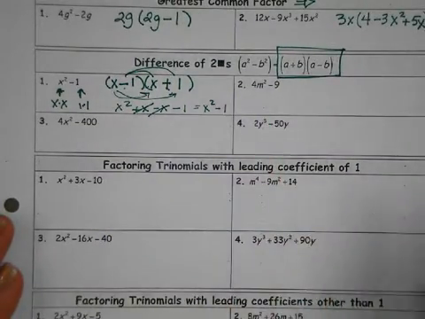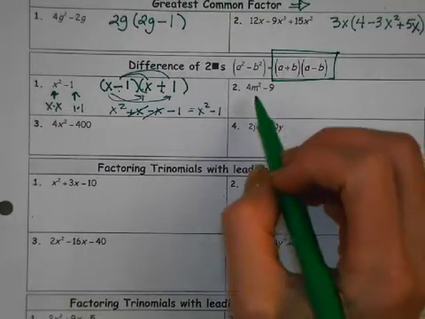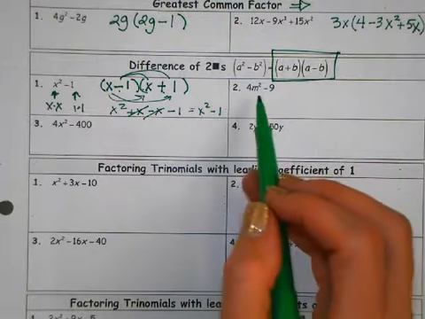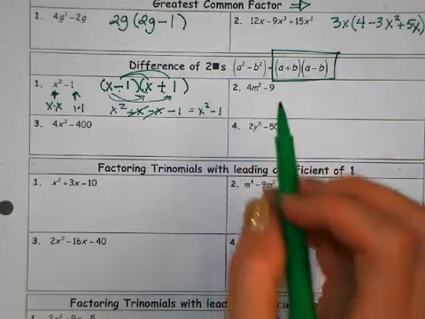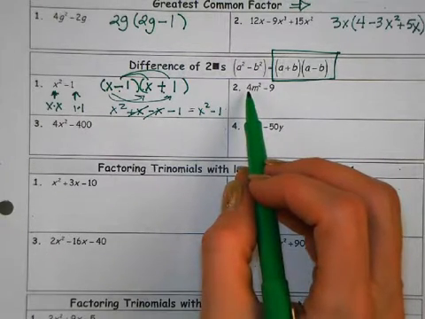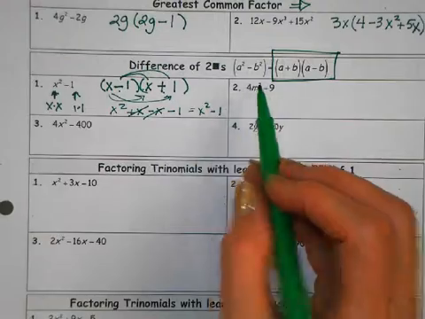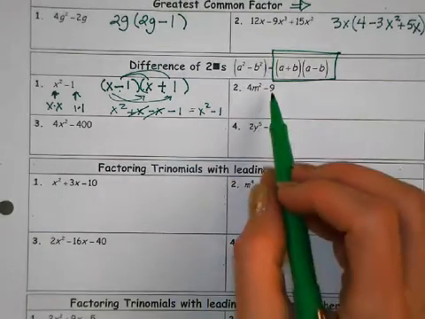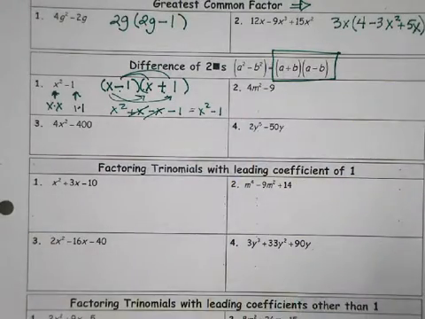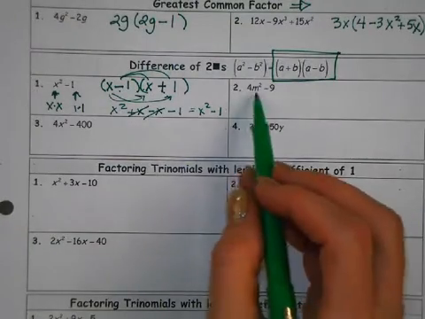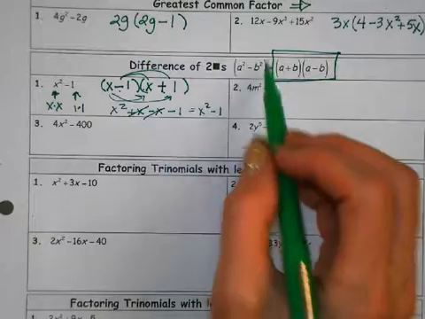So let's look at number 2. Okay? Here I have a variable, okay, minus a number. So I'm going to ask myself, is this a perfect square? Well, is 4 a perfect square? Yeah, what's the square root of 4? 2. What's the square root of m squared? M. So that's a perfect square, right? Alright, is 9 a perfect square? It is. 3 times 3, right? Okay, so this falls underneath this situation.